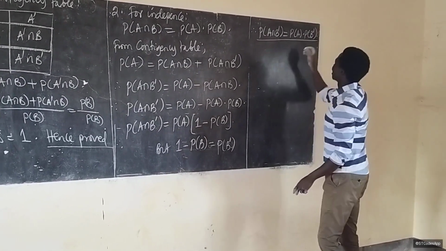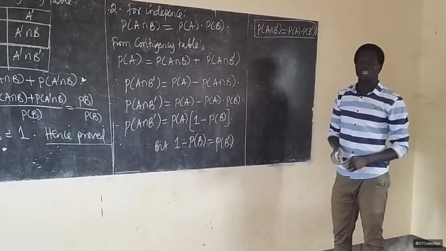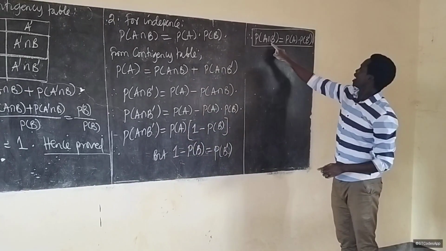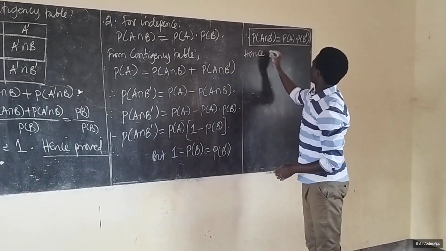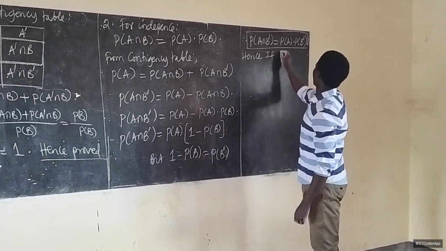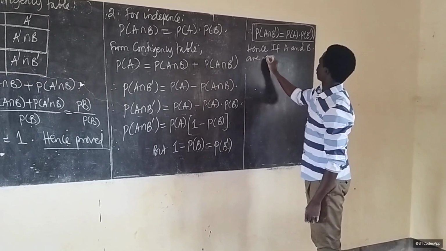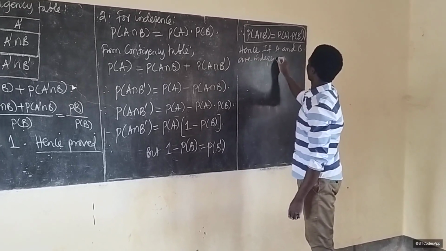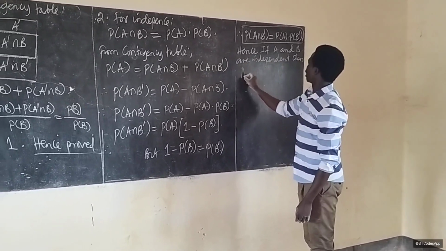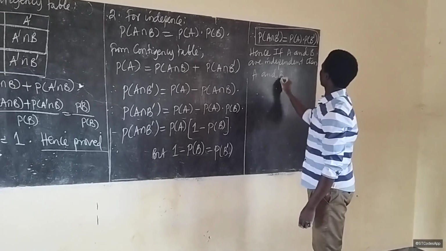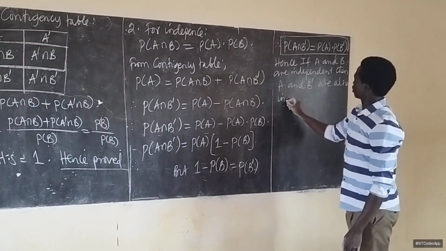So it is clear, it tells us that if A and B are independent, then A and B prime are also independent.